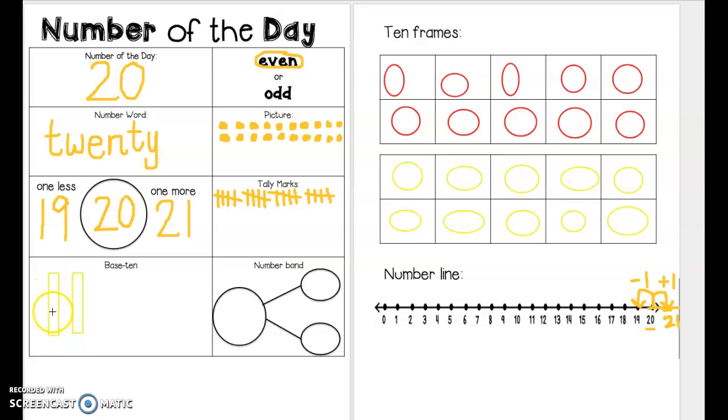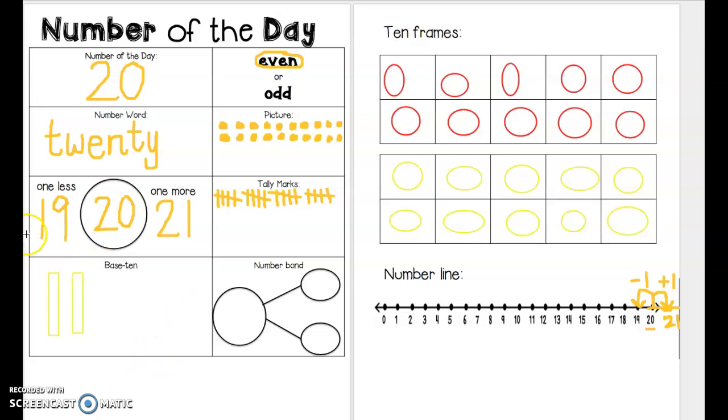We can count by tens. 10, 20. So how many tens are in 20? How many 10 frames are full? How many base 10 rods do we have? 2, right? We have 2 tens in 20.